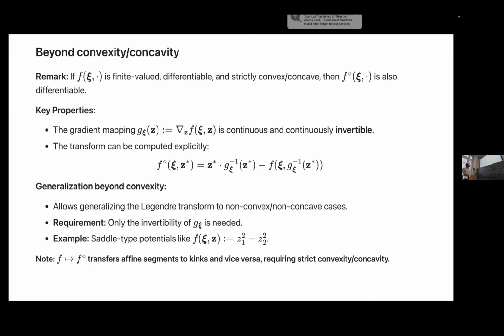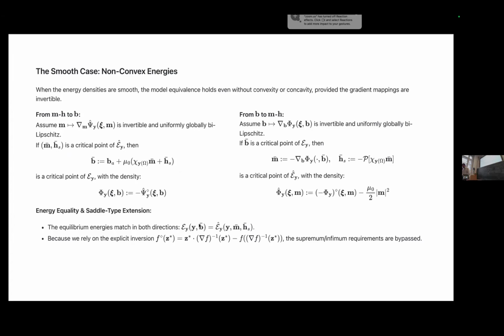And so the key point is that only the invertibility of the gradient is needed, and that's all you need. And if you do that, you can rephrase the two theorems I was showing before. But in this case, you don't require the energy to be either convex or concave. You just require that the gradient of the energy with respect to the magnetic variable, this could be B or M, is invertible.